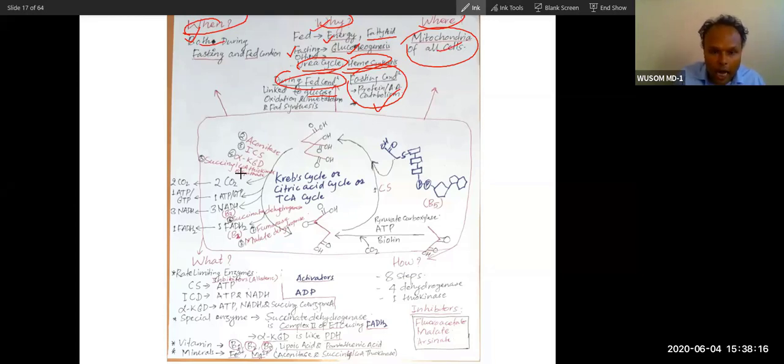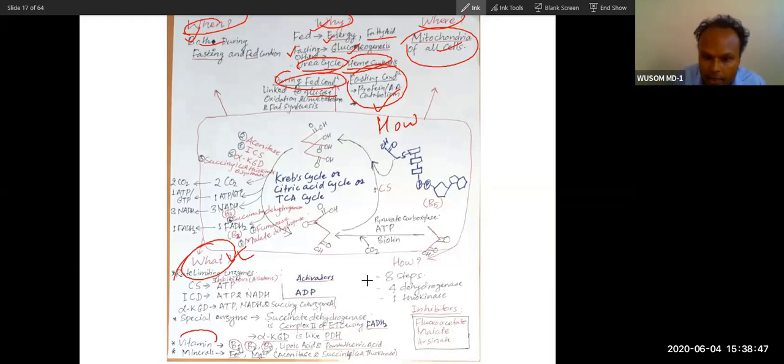Now we talk about how it happens. What are the enzymes? What are the coenzymes? What are the substrate and product? Coenzyme means vitamins and minerals. Enzymes means rate limiting enzymes. And reactant you already know, product you already know. So we will talk in detail about this.